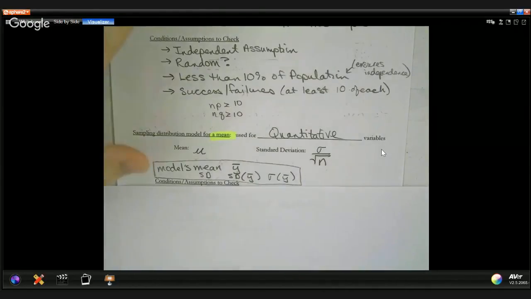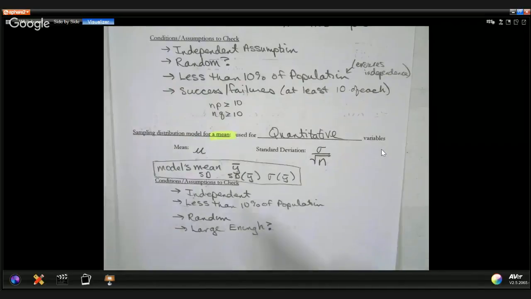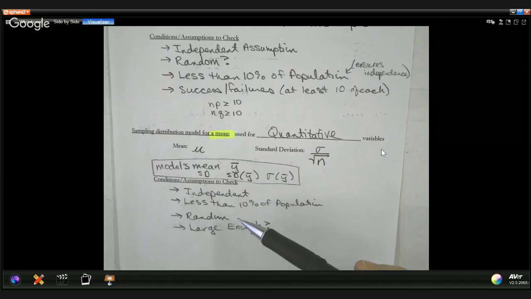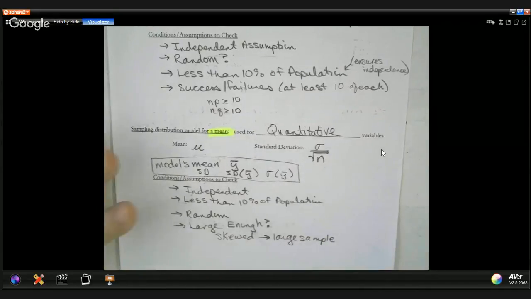So yesterday we had some conditions, and so we have almost the same ones today. The first condition is the same. Is it independent? If it's not independent, you can either assume independence or check that it's less than 10% of the population. The next thing you need to know is, is it random. And the last one's, is it large enough? If it's skewed, it needs to be a pretty large sample to take care of the skewness. If it's not skewed, then it won't matter, okay?